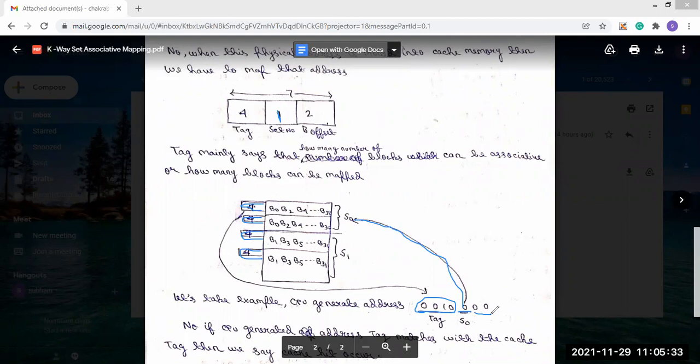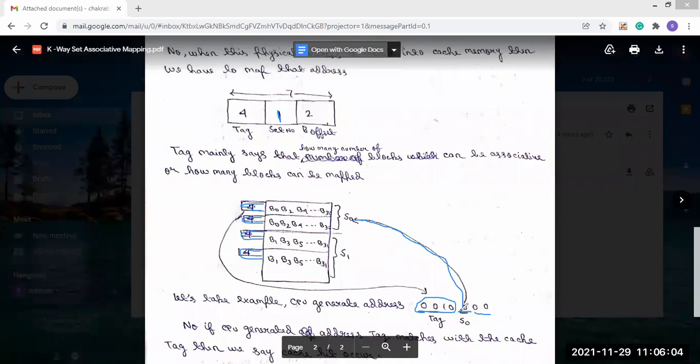Word number 0, because 00 specifies the block offset. That means B0 block. It is searching for B0, the 00 is the block offset. So B0 is present in this block. Now the CPU generated address tag will be matched with the cache tag, and when they are matched, that means a cache hit occurred.